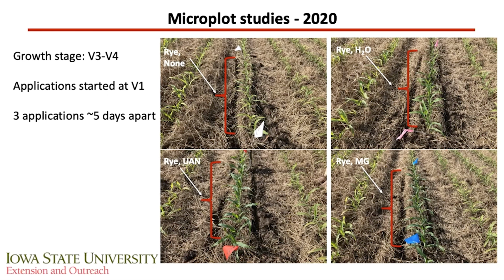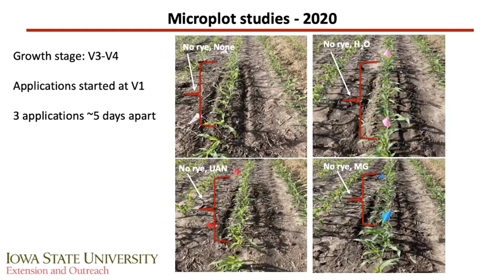With the UAN, the plants are greener. And then with the Miracle Grow, I think you can see that the plants are greener still. And this was on the rye. If you look at the soybeans, it's a little bit harder to see a difference between those treatments. Miracle Grow is still greener, but the other treatments are a little more difficult.